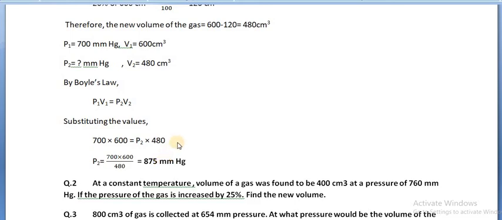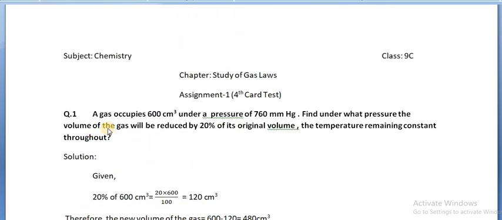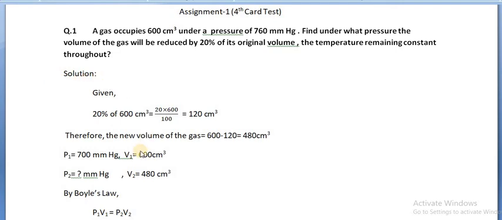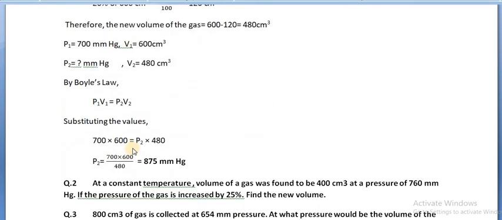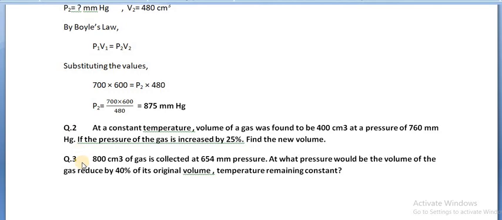So your assignment will be, you'll copy this question number 1, you'll copy this solution, understand it, and after that you'll go for question number 2 and 3. So question number 2 is, at a constant temperature, volume of gas was found to be 400 centimeter cube at a pressure of 760 millimeter mercury, and if the pressure of the gas is increased, now over here it is increased by 20%, find the new volume.